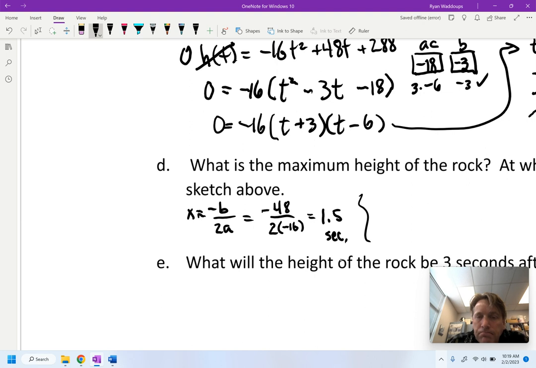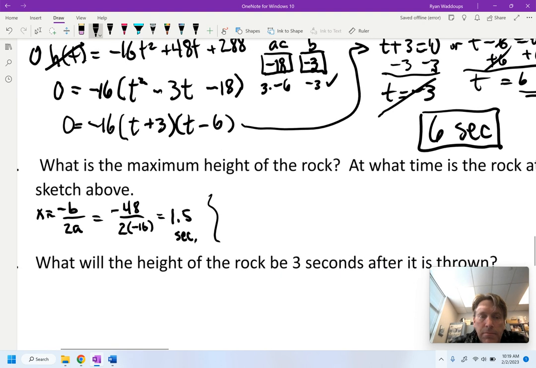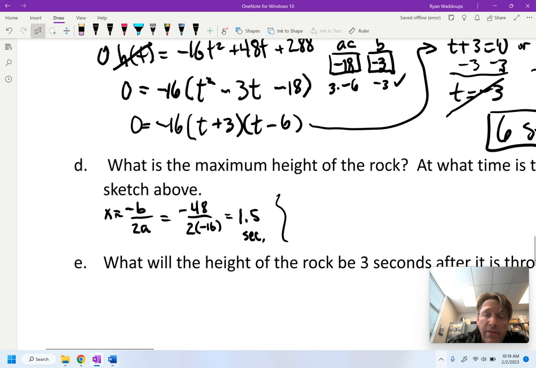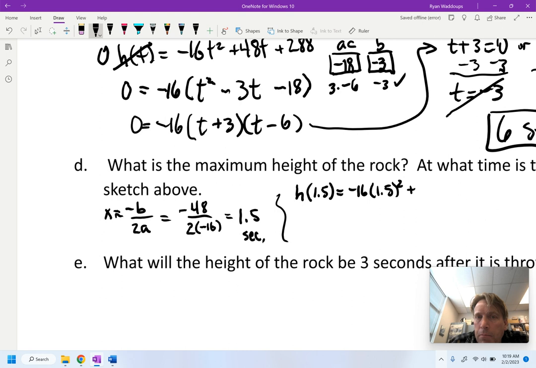Then it says, what is the maximum height of the rock? For that, we need to plug it in. So h of t, once again, the time here is 1.5. So I'm going to put that in there for t, is equal to negative 16 times 1.5 squared plus 48 times the time, 1.5, plus 288.